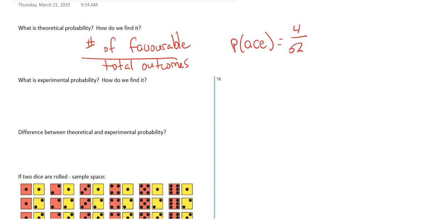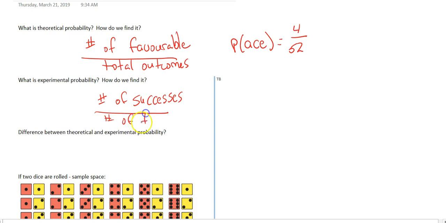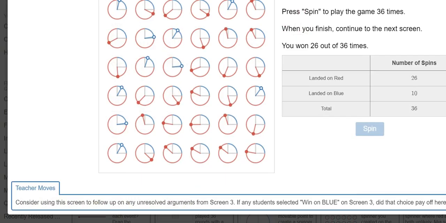Experimental probability, on the other hand, is defined as the number of successes divided by the number of trials. Now, if you've done the Desmos activity that I asked you to do, you already have a little bit of experience with experimental.